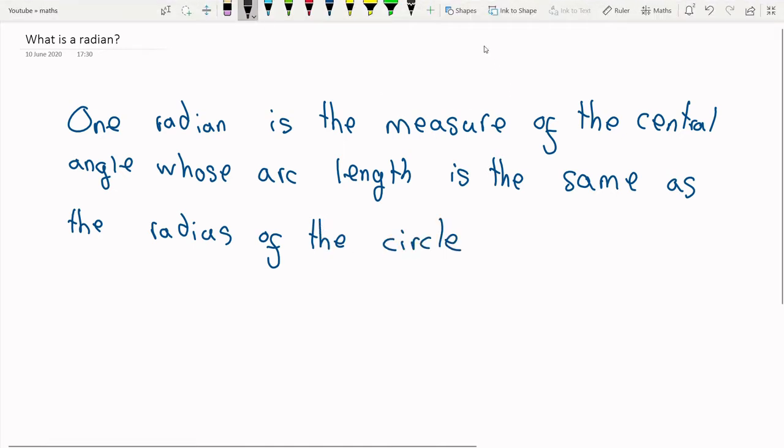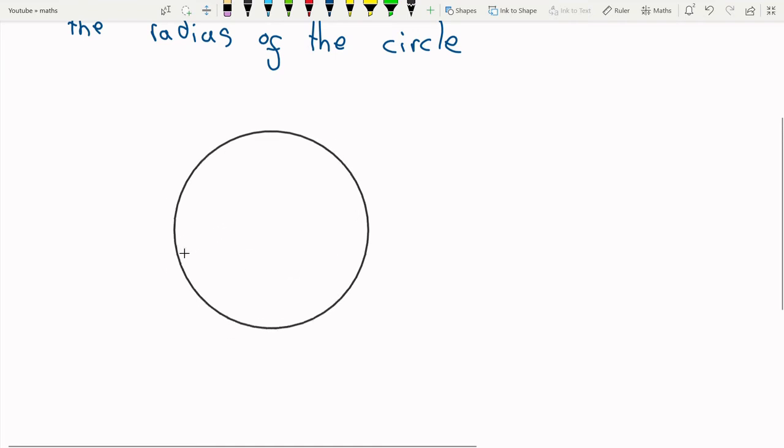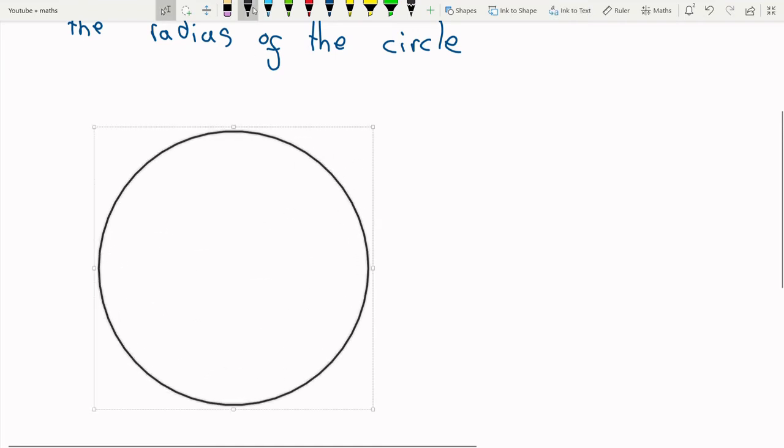Well, what does this actually look like? So let's draw a circle. This is the circumference, obviously, and here in the middle, I'm going to call this point the origin, because that is the middle. The radius is the distance from the origin to the circumference, and it's the same at any point on the circumference.